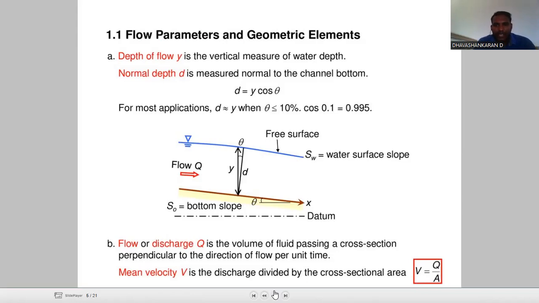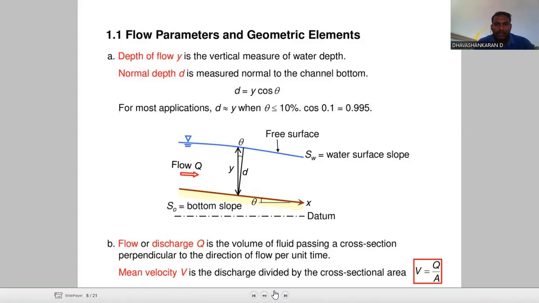Then the flow parameters and geometric elements. The first is depth of flow, which we take as y. This is the vertical measure of the water depth. Normal depth is calculated as small d, a measure normal to the channel bottom. Then the equation is d equal to y into cos theta.